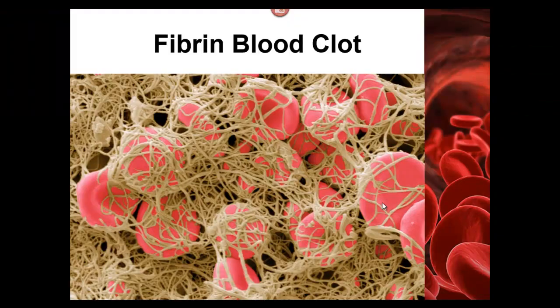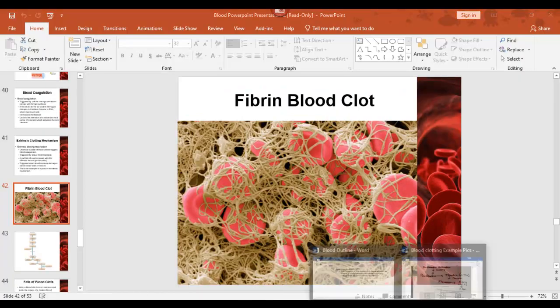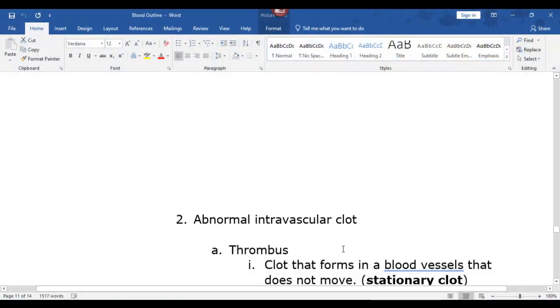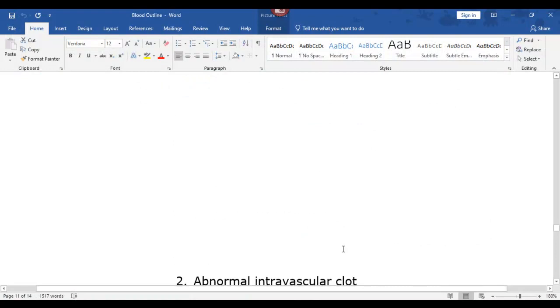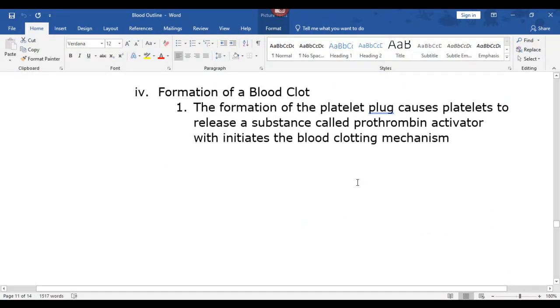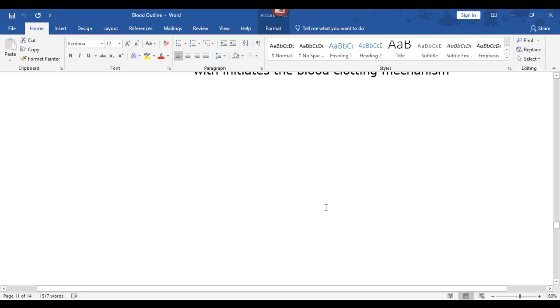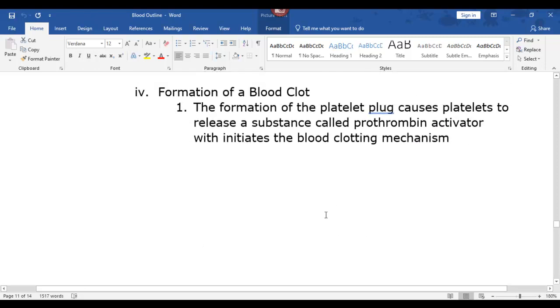And here is like a great picture. See the red cells and the yellow? Those are fibrin threads. See how it's catching everything? Now you have officially a blood clot. Couple of terms and okay, this is where that is in your outline. Feel free to look at this video and rewrite all of that. It's good studying for you.